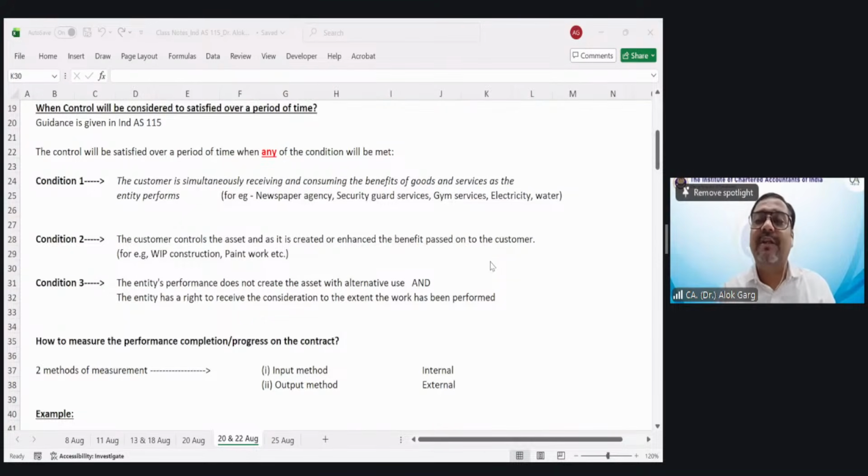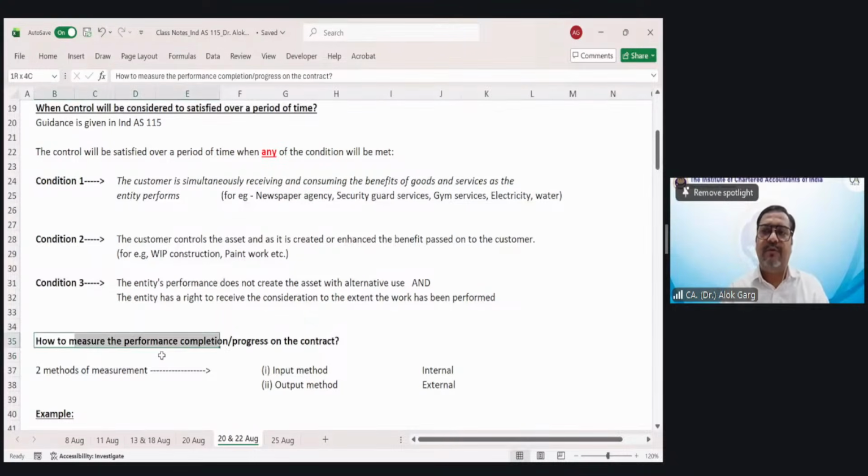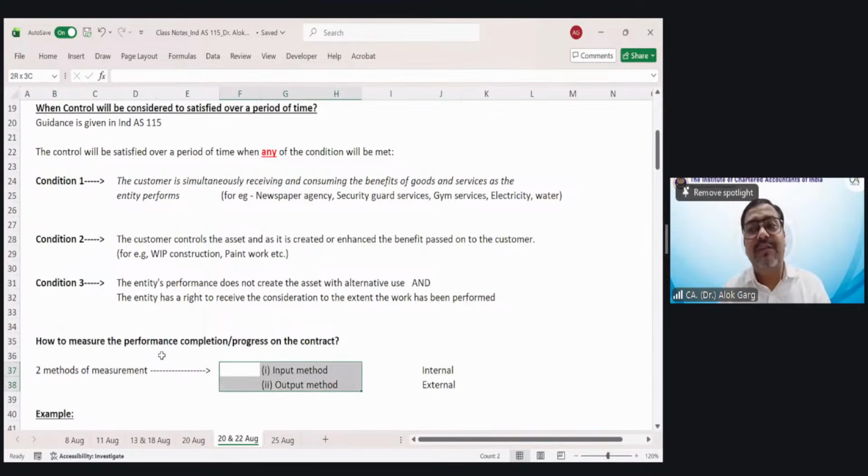You are absolutely right, Manish. So this is called an input method. So my dear friends, how to measure the performance, completion or progress on the contract? There are two methods of measurement. Number one is called an input method. Number two is called an output method. Input means how much cost you have incurred out of the total budgeted cost. That is known as the input method.